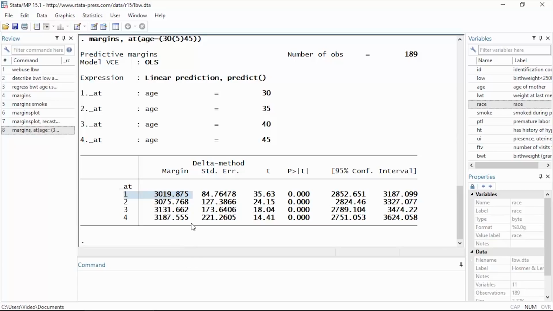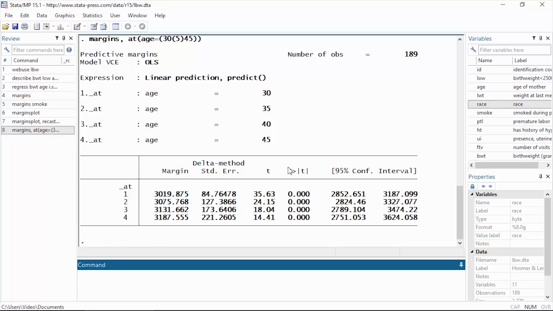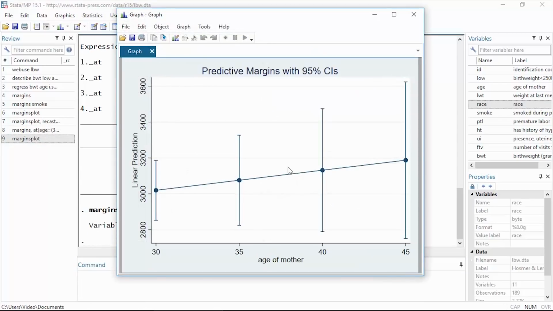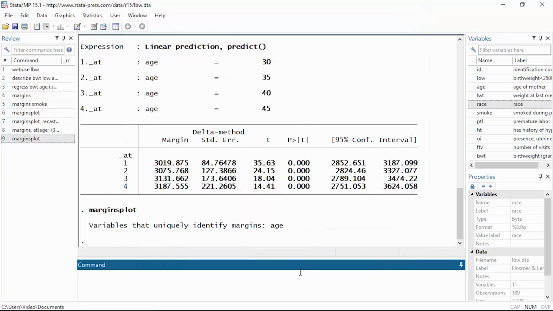Now, watch this. I can type marginsplot. You know what's coming. And Stata will graph that for me, the age of the mother. Okay, so here I see the expected birth weight at each of these ages, as well as a 95% confidence interval around them. Now watch this. If I close that, and I'm just going to hit page up again, and I'm going to type, whoops, I need to scroll up one more.